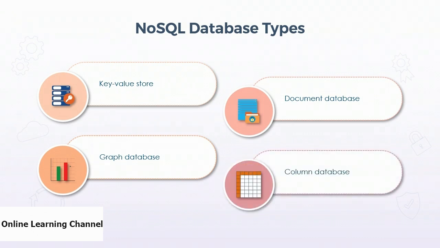And lastly, there are column databases. These are about storing data as columns rather than as rows. And the columns can be defined at runtime, and that can allow for some flexibility in performance. Now, these types of databases are not as common as others.